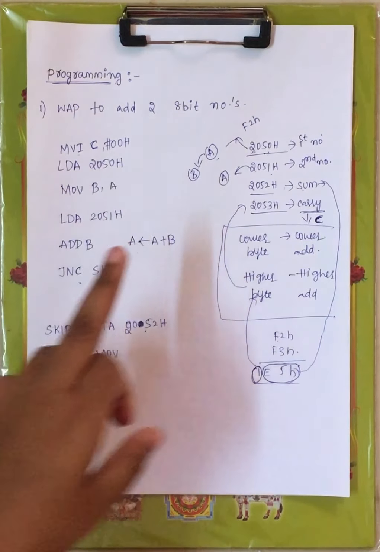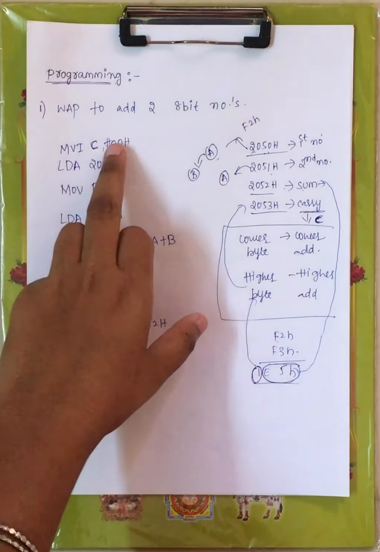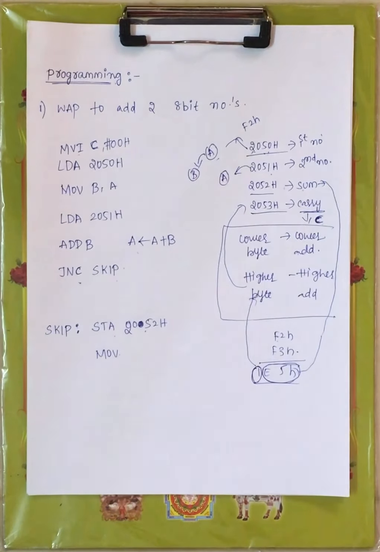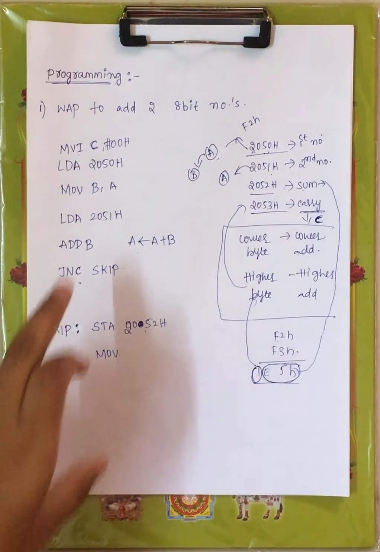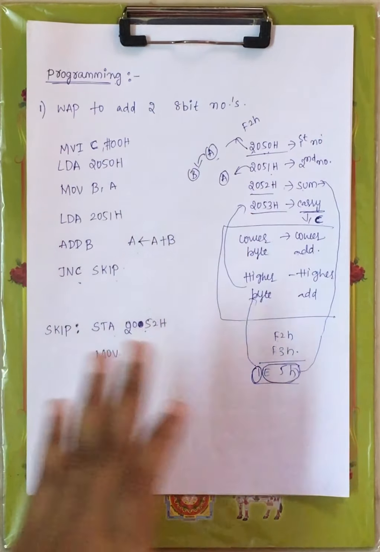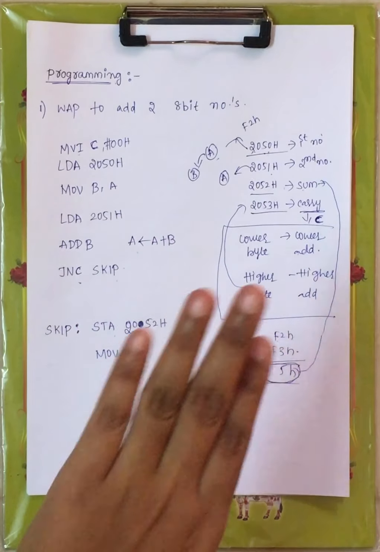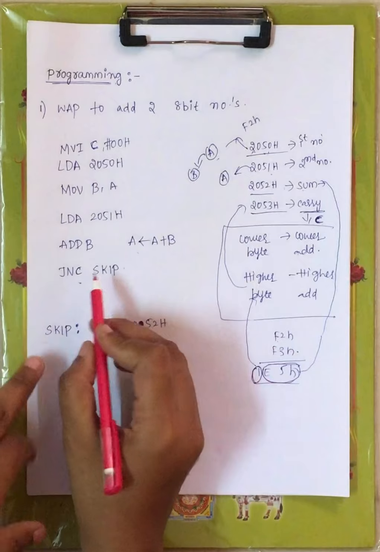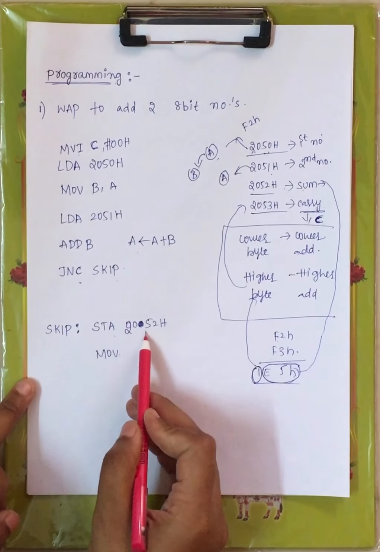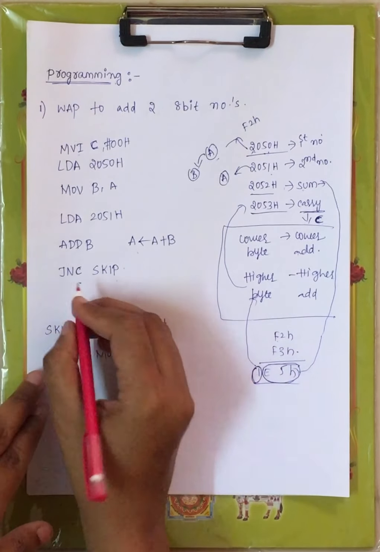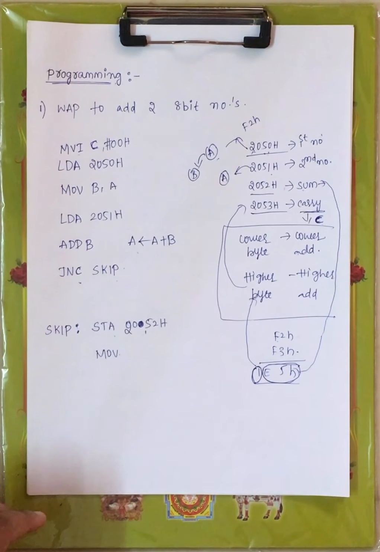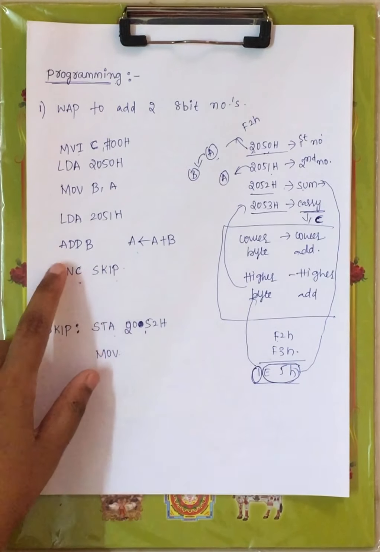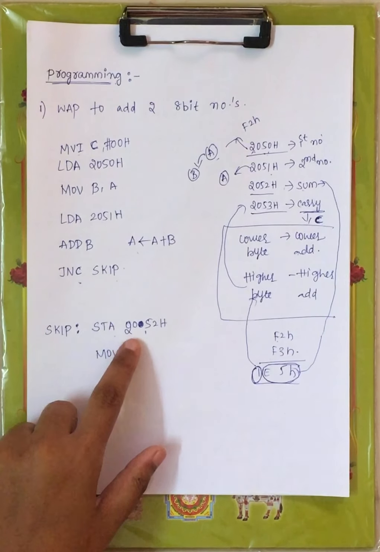What is the meaning of this instruction? Immediate data 00H is moved to the C register, that means whatever the contents of C were are replaced with 00H. Now jump if no carry, it will skip to this instruction. We may get a carry or we may not get a carry. If there is no carry, it will skip to this instruction.